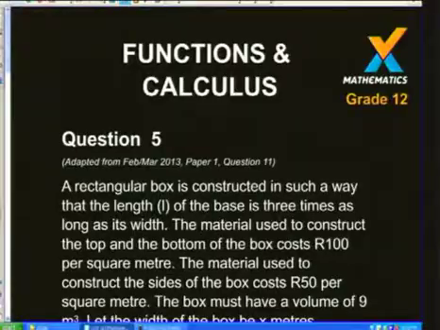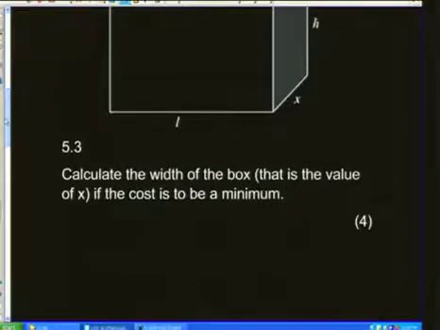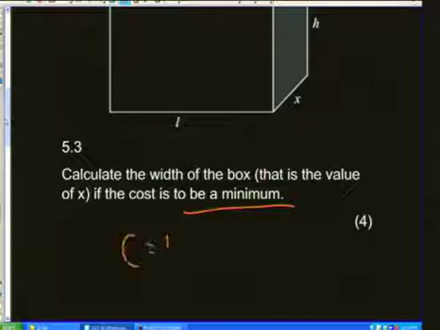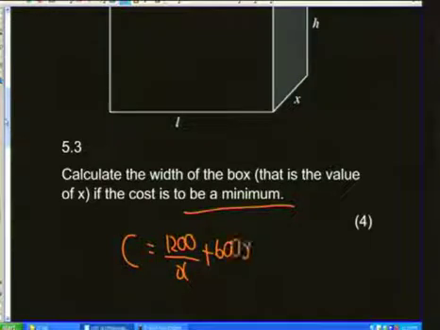Okay, the next one says, calculate the width of the box, that is the value of x, if the cost is to be a minimum. Now, I'll talk about it in a moment. Remember, the cost was 1200 over x plus 600 over x squared.